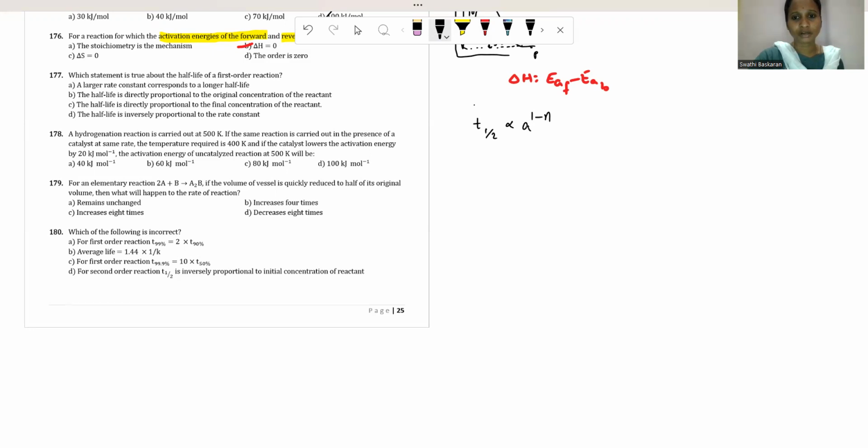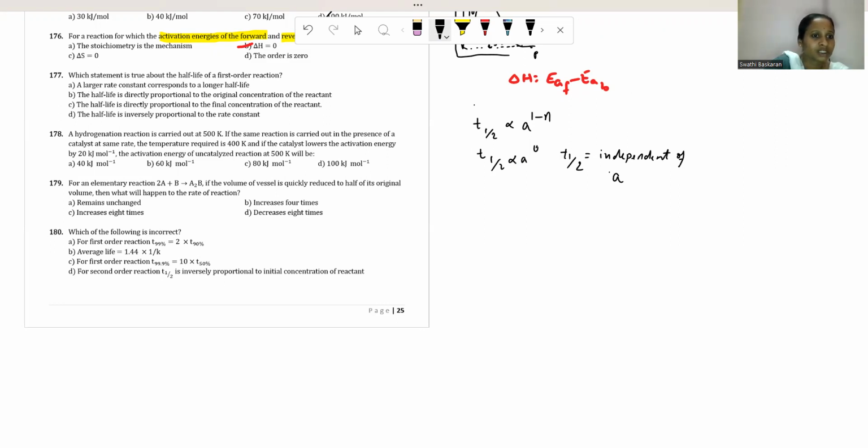So a power 1 minus 1, n is equal to 1, means 1 minus 1 becomes 0, and hence T half is directly proportional to a power 0, which is nothing but T half is independent of A. Independent of what? Initial concentration, that is A. So this is what we have understood from T half of nth order reaction.